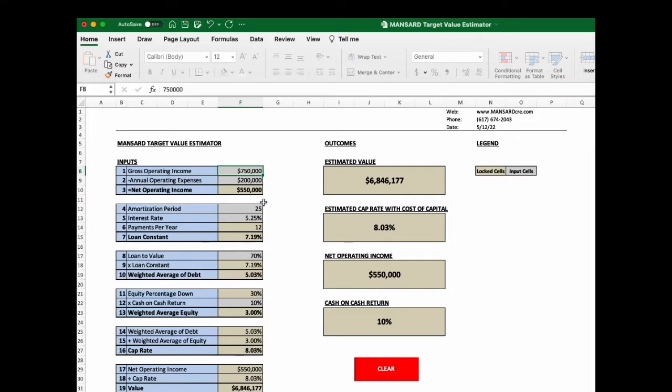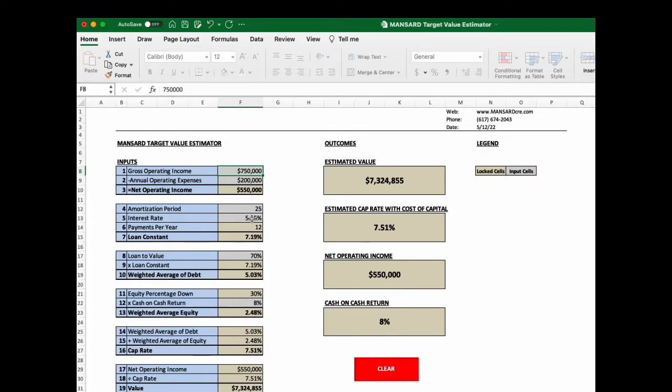Now, what happens if I lower my cash on cash return requirement, and let's say I have to get 8.25%? What's going to happen? Well, my cap rate goes down to 7.51% because I'm now adjusting the cost of equity, that's your cash on cash return, over my cost of debt, which is still 5.25. And you'll see as that cap rate comes down, that valuation goes up.